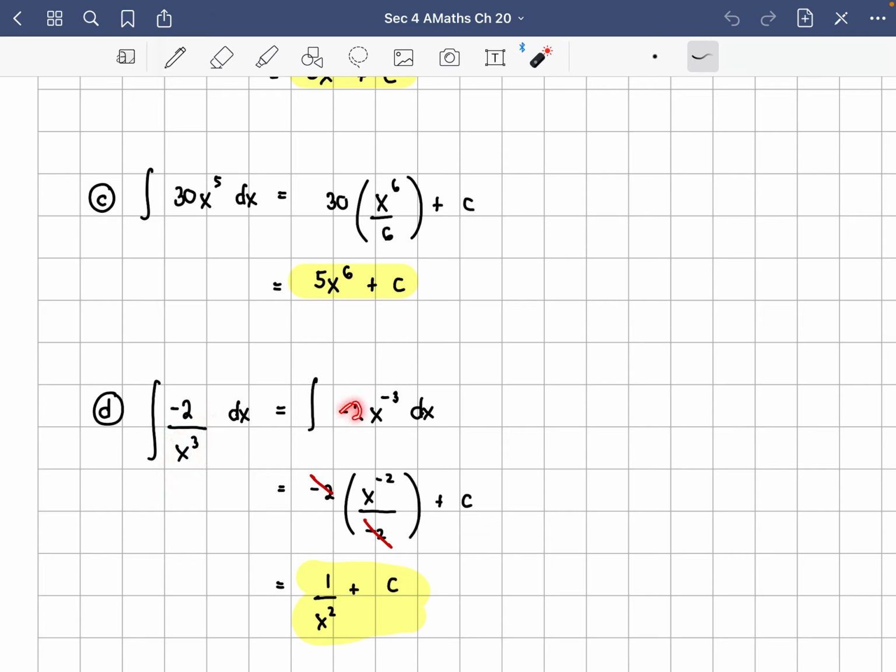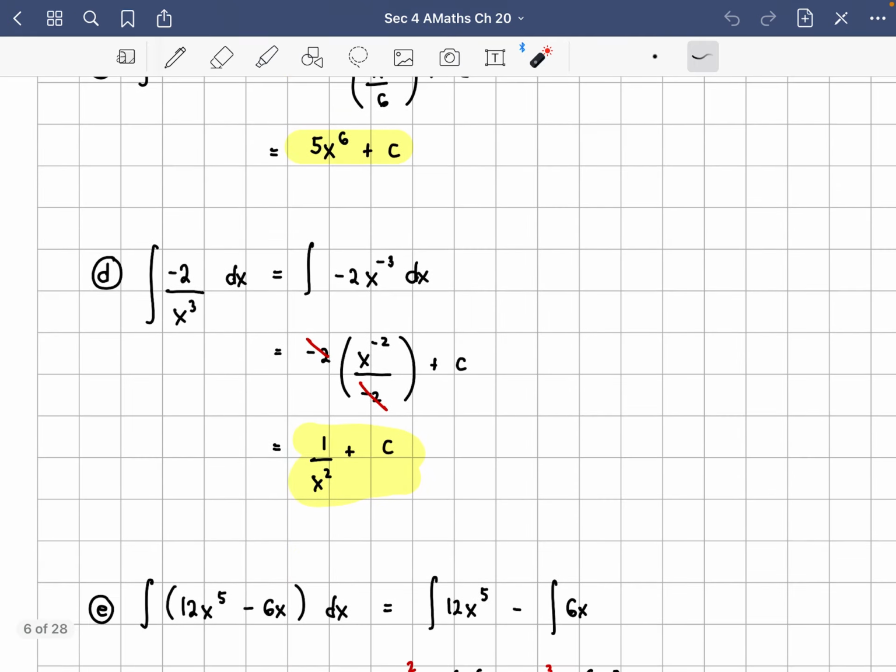So we have negative 2, and now x is raised to negative 3. Okay, so answering this, we set aside negative 2, and then what is the antiderivative of x raised to negative 3? It's x raised to negative 2 over negative 2, because it's negative 3 plus 1. So if this is negative 2, this is also negative 2. Simplifying this, your answer is 1 over x squared plus c. You should always express your final answer in positive indices. Okay, so that is letter D.